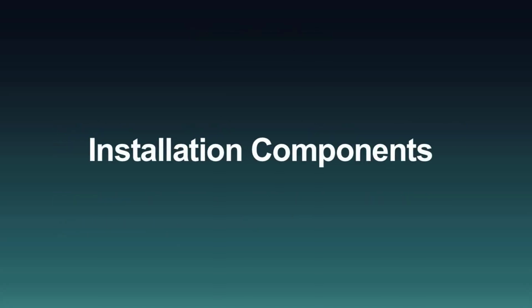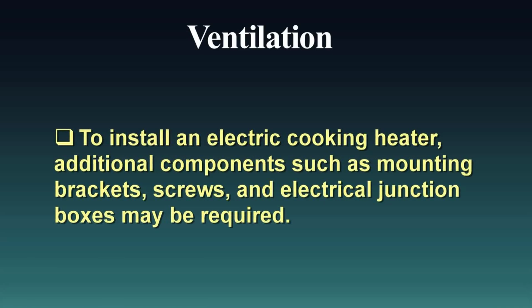Installation components. To install an electric cooking heater, additional components may be required, such as mounting brackets, screws, and electrical junction boxes. These components ensure secure installation and prevent faulty electrical connections. Now let us discuss some technical problems.